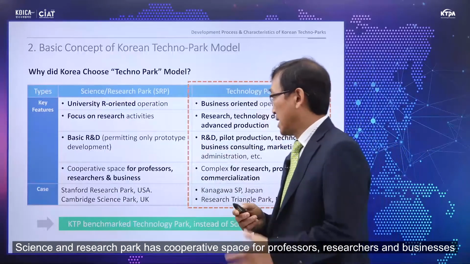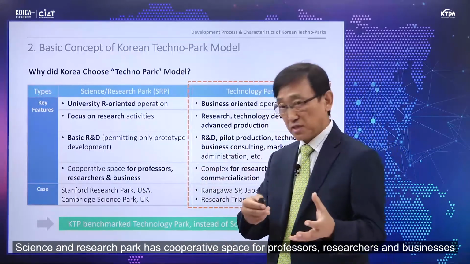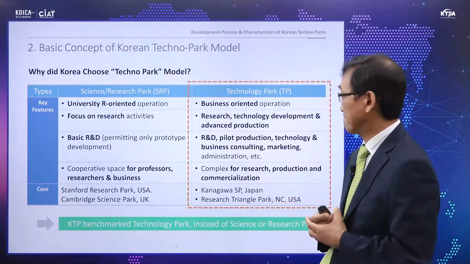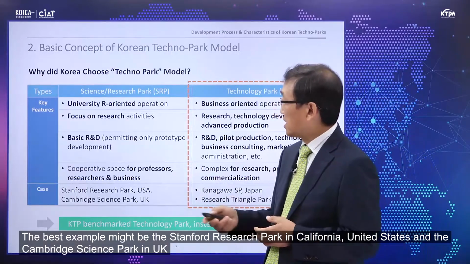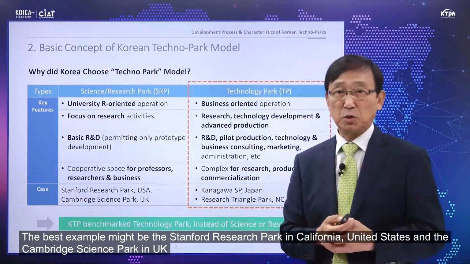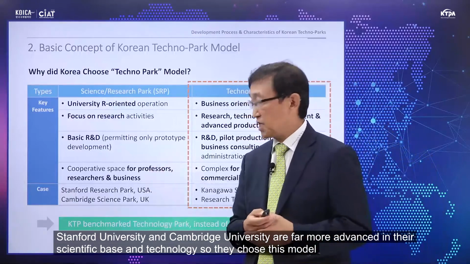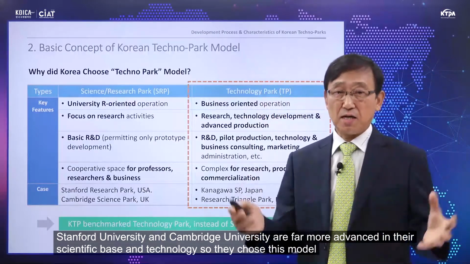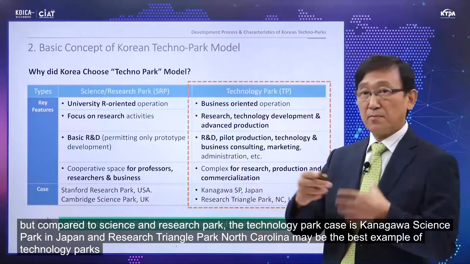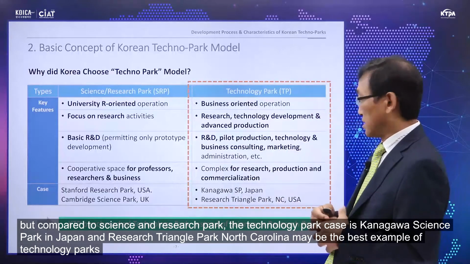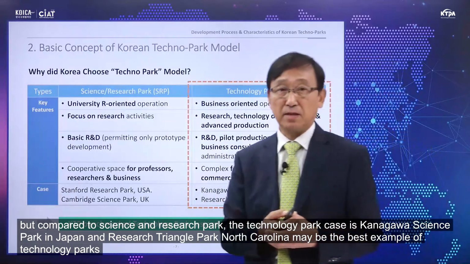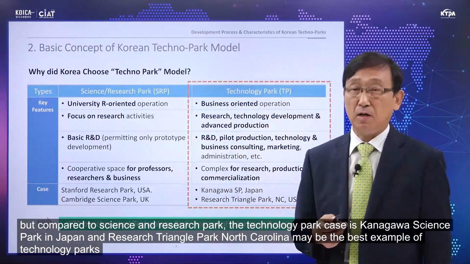Science and research park has cooperative space for professors, researchers, and businesses. But in this case, it is a complex for research, production, and commercialization. The best examples might be Stanford Research Park in California, in the United States, and the Cambridge Science Park in the UK. Stanford University and Cambridge University are far advanced in their scientific base and technology, so they choose this model. But compared to Science and Research Park, for Technology Park, the case is Kanagawa Science Park in Japan, and Research Triangle Park in North Carolina may be the best example of a Technology Park here.